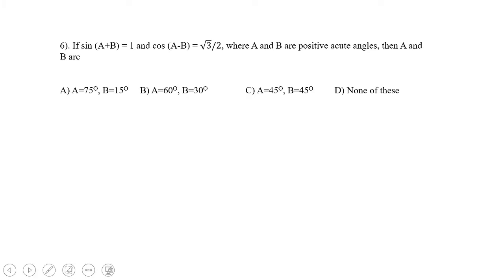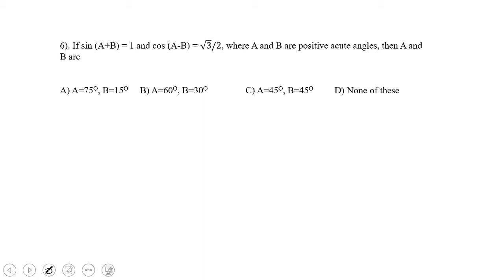Now see the sixth question. If sine of A plus B equals 1 and cos of A minus B equals root 3 by 2, where A and B are positive acute angles. What is meant by an acute angle? Less than 90 degrees. Right angle is 90 degrees. Obtuse angle is more than 90 degrees. Here A and B are positive acute angles, meaning less than 90 degrees. We should find out the degree values of A and B.